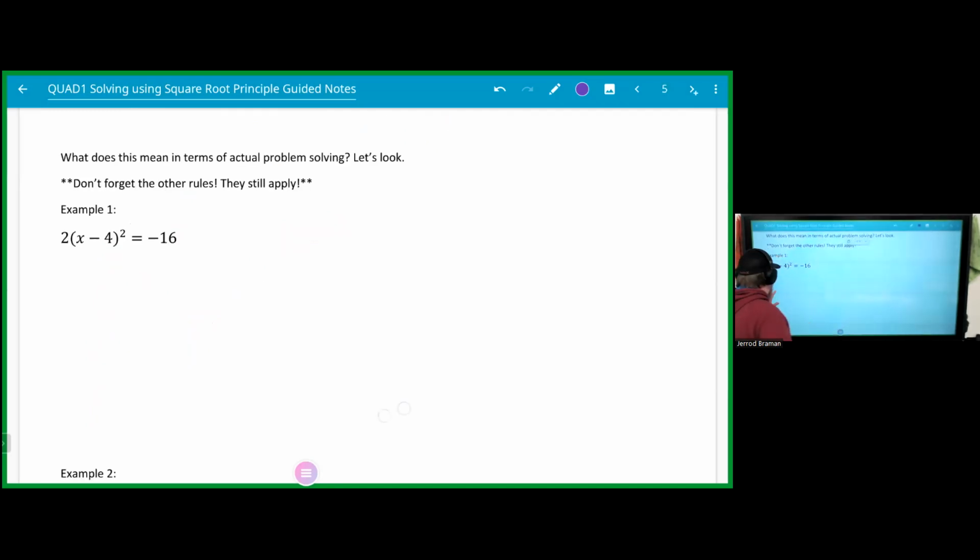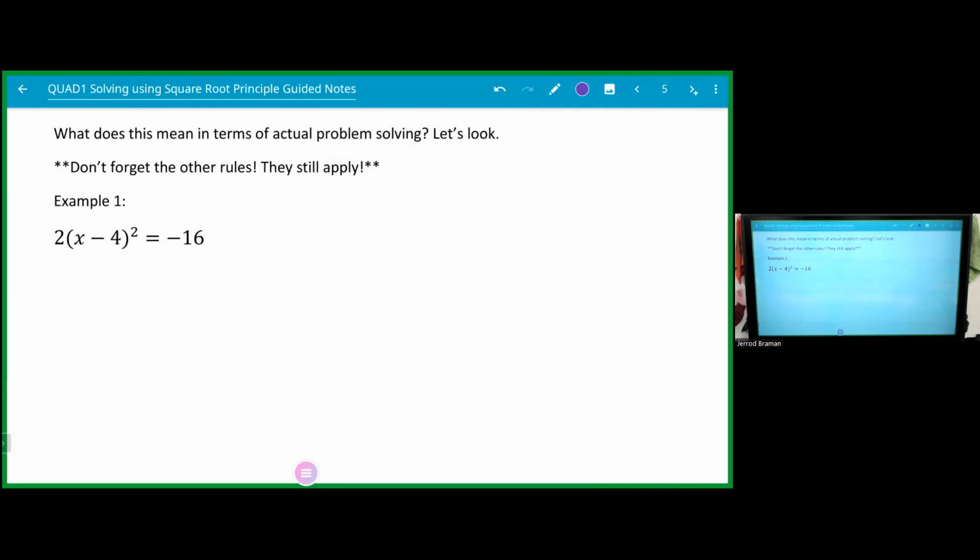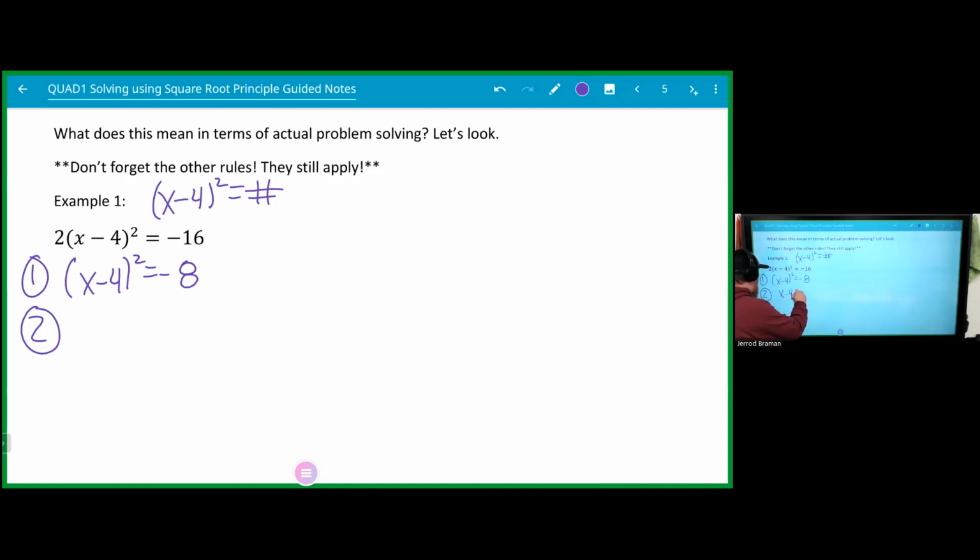All our other rules still apply, but I've got 2 times x minus 4 squared equals negative 16. We still need to isolate the perfect square. In other words, we need to have x minus 4 squared equals a number. Just in this case, it's going to be negative. I have x minus 4 squared equals negative 8 because I've divided both sides by 2. It is isolated. Step 2 tells us to take the square roots of both sides of the equal sign. And we do that to get x minus 4 equals plus or minus the square root of negative 8.